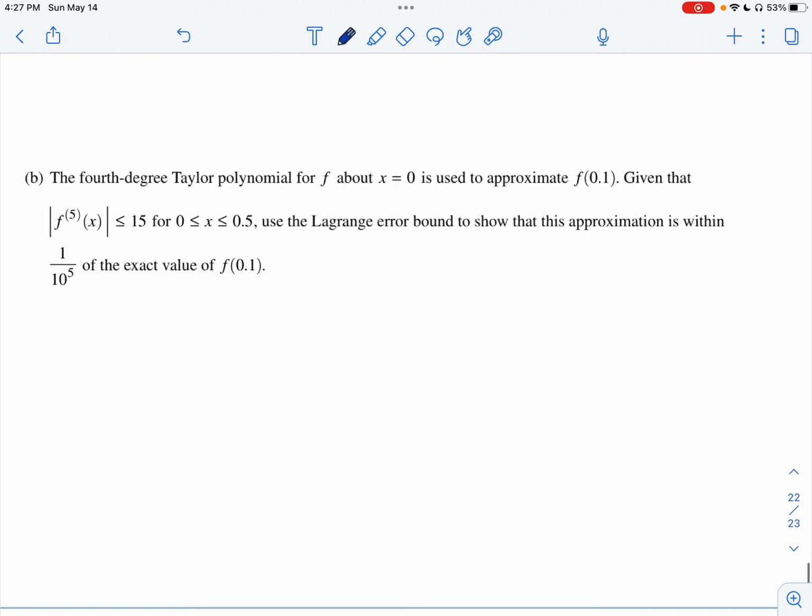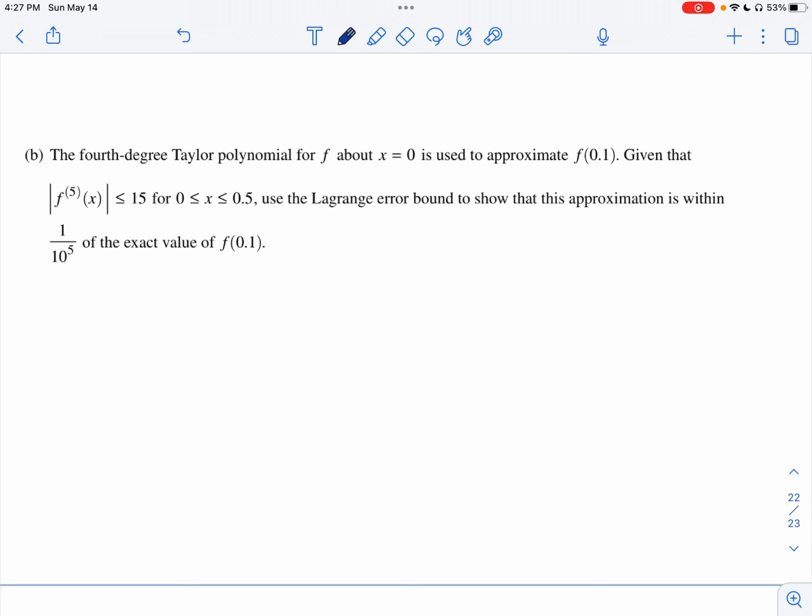All right, now let's move on to part B. So for part B, I feel a bit vindicated here with a Lagrange error bound question, and it looks a little complicated, but it really isn't that bad, especially because they're giving us some key information here. So the fourth degree Taylor polynomial for f about x equals 0 is being used now to approximate f of 0.1. And given that the absolute value of the fifth order derivative is less than or equal to 15 on the interval where x is between 0 and 0.5, use the Lagrange error bound to show that this approximation is within this value of the exact value of f of 0.1.